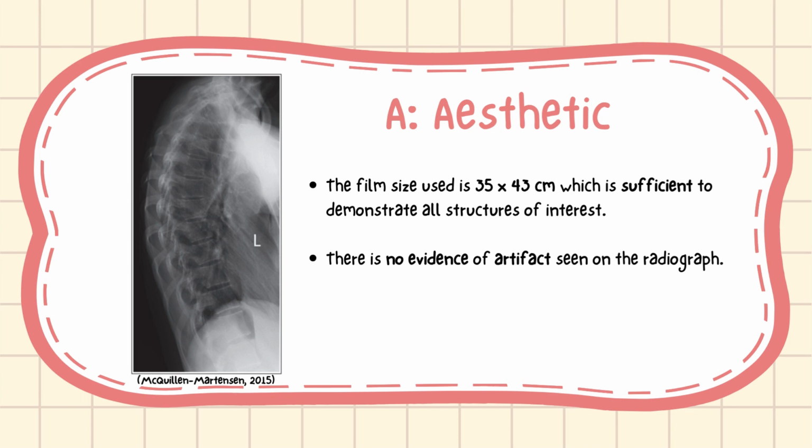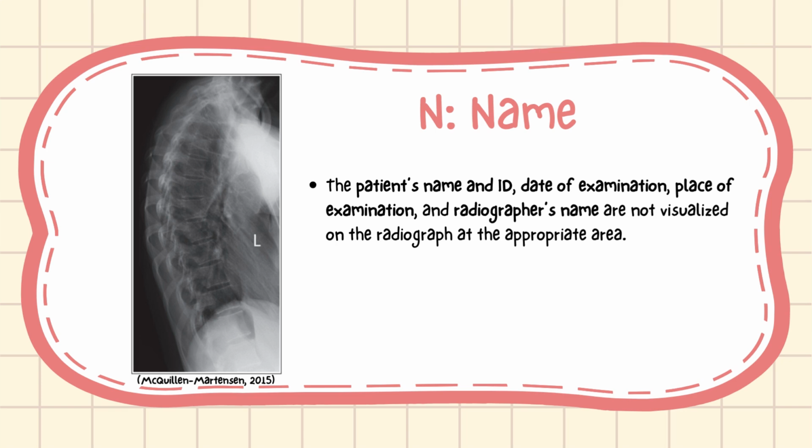As for the aesthetic, the film size used is 35 cm by 43 cm, which is sufficient to demonstrate all structures of interest, and also there is no evidence of artifacts seen on the radiograph. Last but not least, the patient's name and identification, date of examination, place of examination, and the radiographer's name are not visualized on the radiograph at the appropriate area.